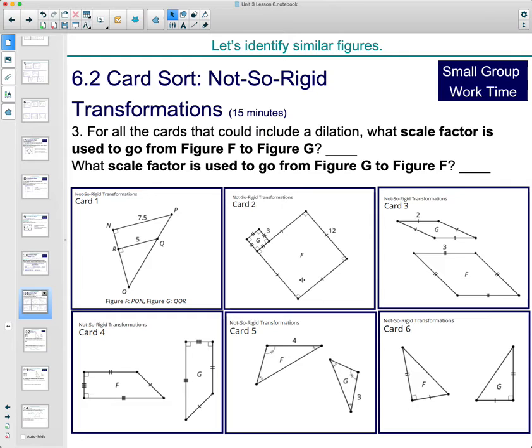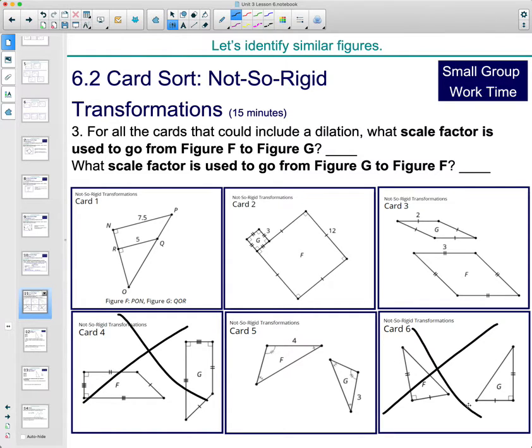All right, so then looking back at all of these cards again, which of these did have a change in size so that there was a scale factor? This one is saying for all the cards that could include a dilation, what's the scale factor used to go from F to G? So the ones that changed. We don't have a dilation here because that's the same size. Don't have a dilation here because those are the same size. Don't have a dilation here because the angles changed size. So we're taking a look at these three. And so when we're going from figure F to figure G.